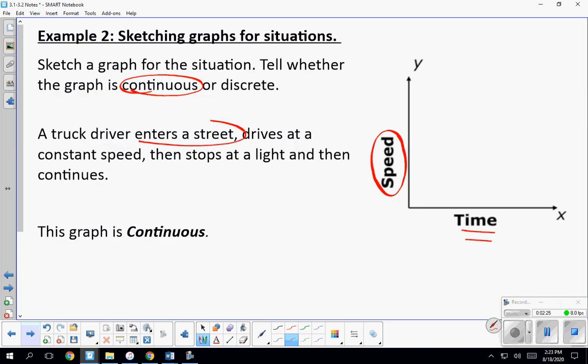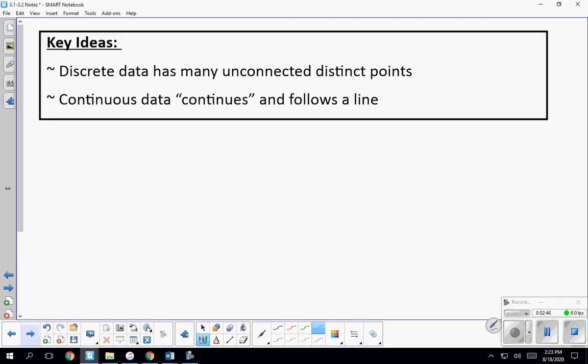We need to enter the street, assuming we didn't, speed around the corner. We have to speed up to go onto a street. We have to then drive at a constant speed. Then we're going to stop. In order to stop, we must slow down. When we stop, speed is 0. And then we're going to continue from there. So key ideas, again, discrete has many dots that are unconnected. Continuous, we're going to have a line.